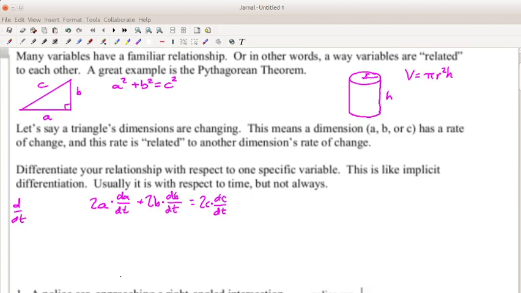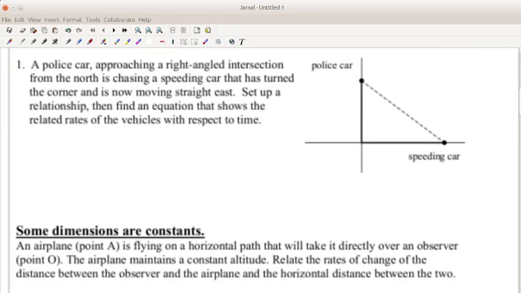So let's see how this goes. One example: a police car is approaching a right-angled intersection from the north. So up here we've got north, and it is chasing a speeding car that has turned the corner and is now moving straight east. So the police car is going towards the intersection from the north, and the car is going away from the intersection to the east.